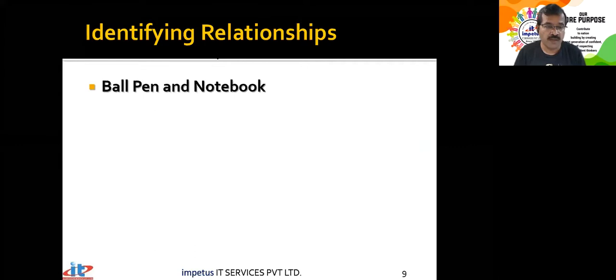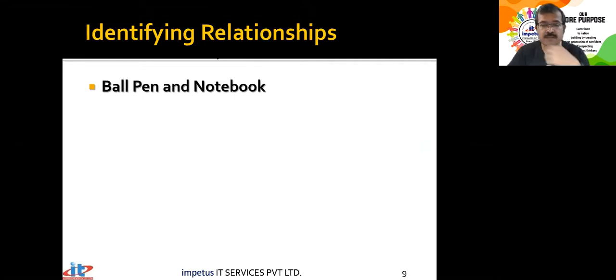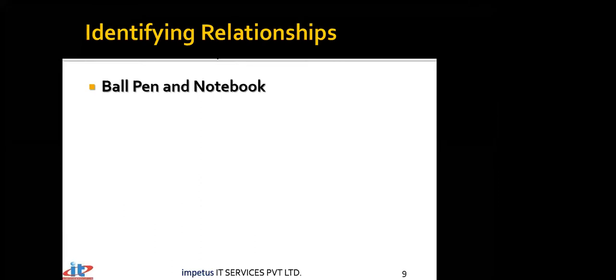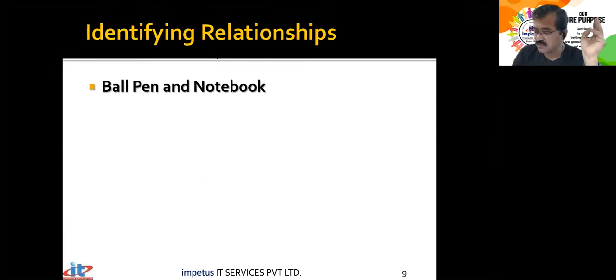Now, next one, ball pen and notebook. Come on, everybody has to answer. Associated. No, first I want to know whether it's class or class object.